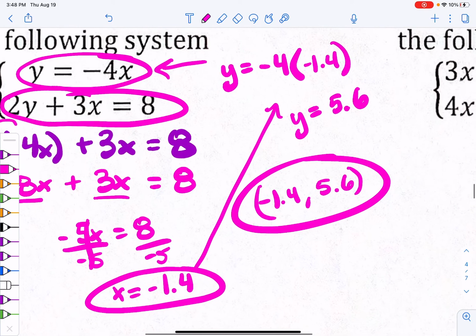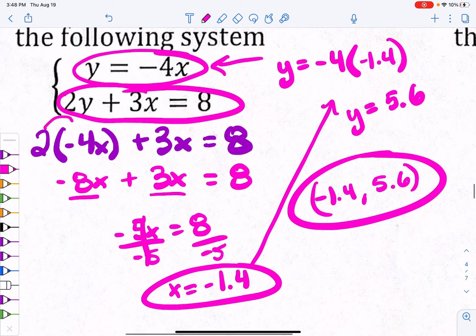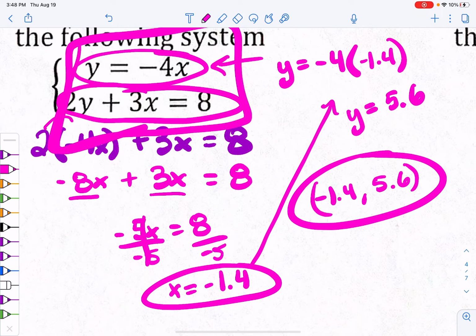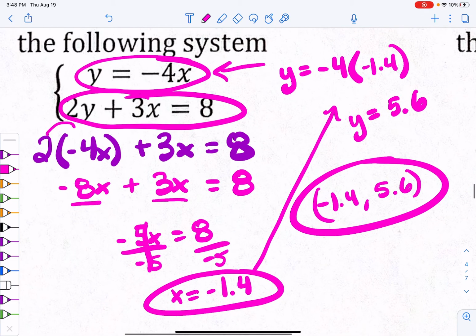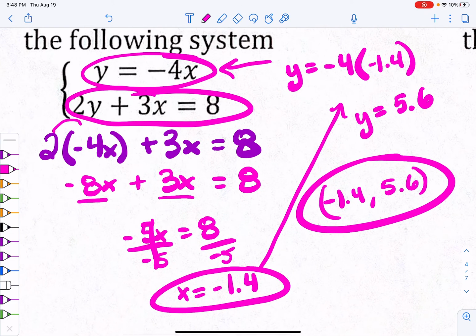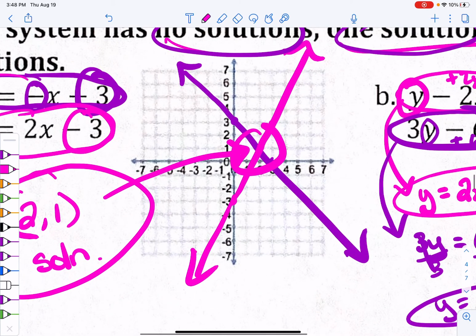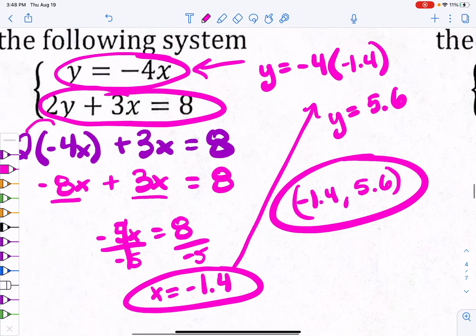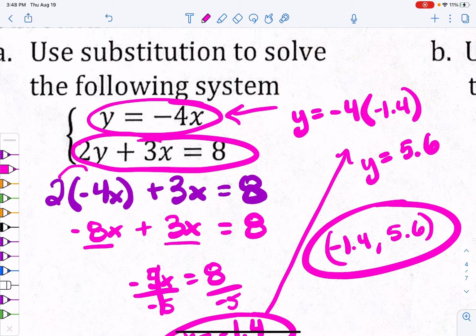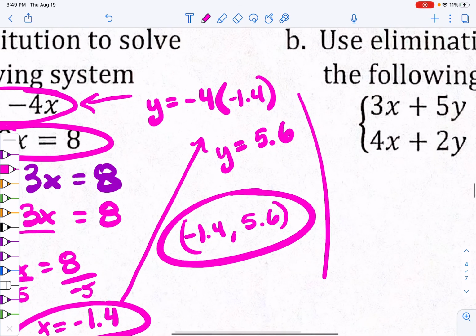And really what that is doing for me is saying if I were to graph these two lines here, that would be the place where those two lines would cross, okay? Now, we probably wouldn't be able to identify that exact point if we were to graph them, right? We wouldn't probably guess that it was that exact point. So that's why substitution and elimination are kind of a little handier to use, okay?